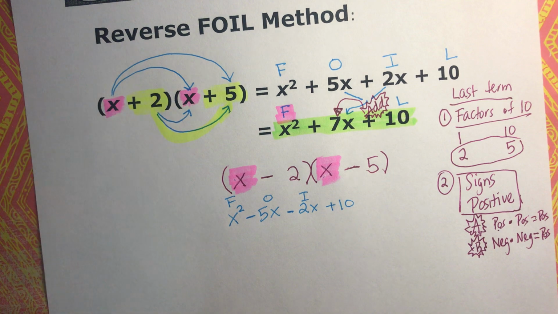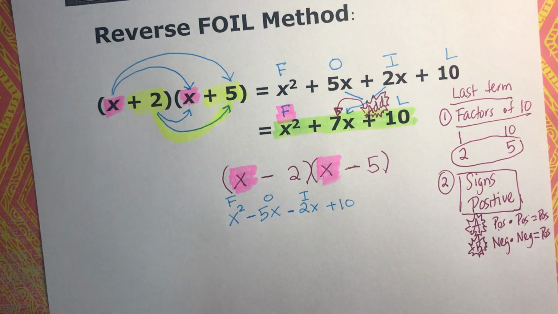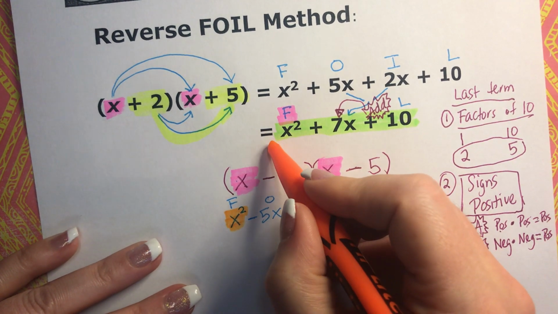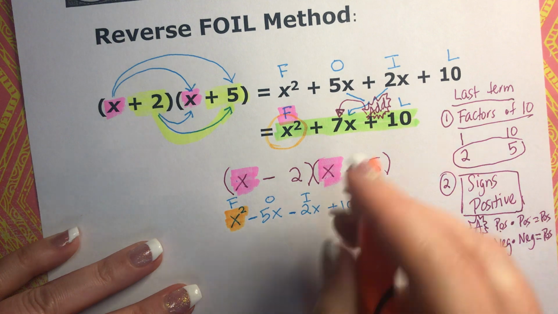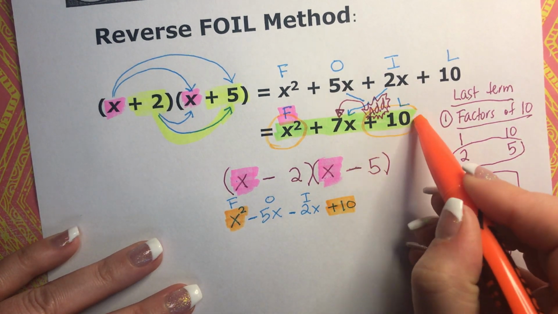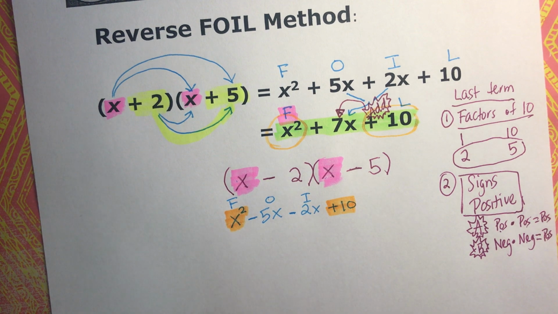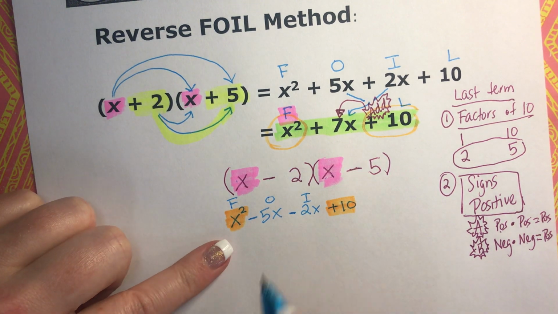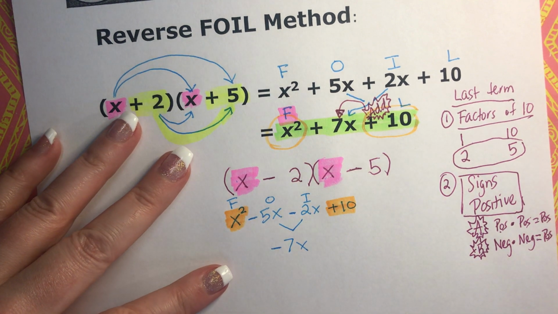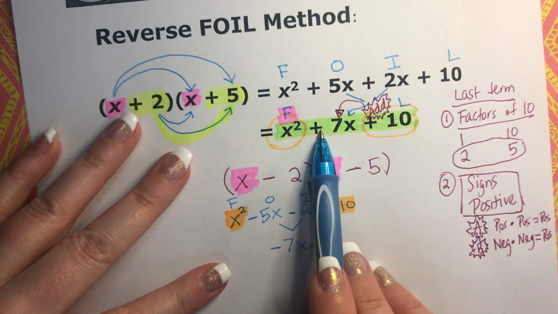So notice I have almost everything I need, right? I have the x squared, which is the same here, and I have the positive 10, which is the same thing here. But what happens when I combine the outside and the inside? I end up with a negative 7x. Do you guys see that? And I need a positive 7x.